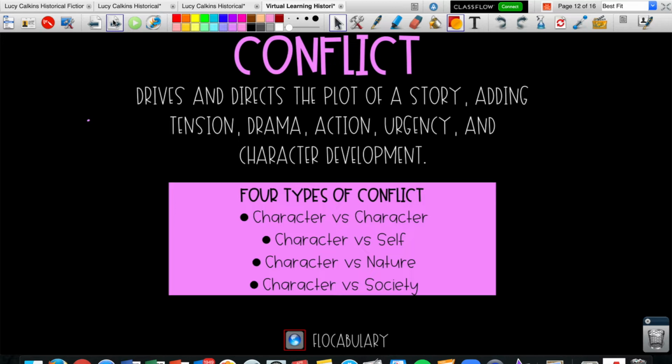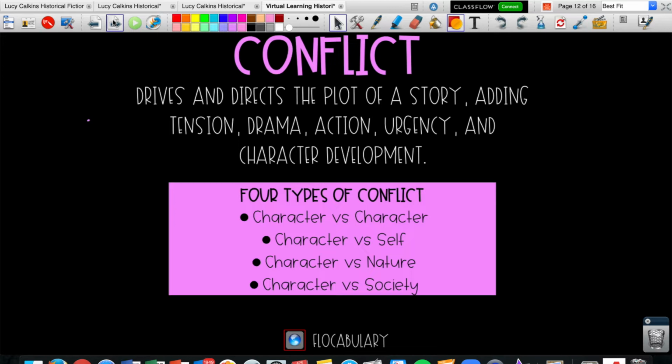But I just want you to understand that conflict, those problems and those issues, they drive and direct the plot of a story. Remember, the plot is simply the sequence of events of a story. These problems and conflict add tension and drama and action, urgency, and character development, meaning characters learn from these problems. Guys, if our characters didn't experience any kinds of problems, the books would be so boring we would never finish them. So thanks to these 4 different types of conflict, it keeps that book going, the drama, the action. It makes us as readers continue to read the book.